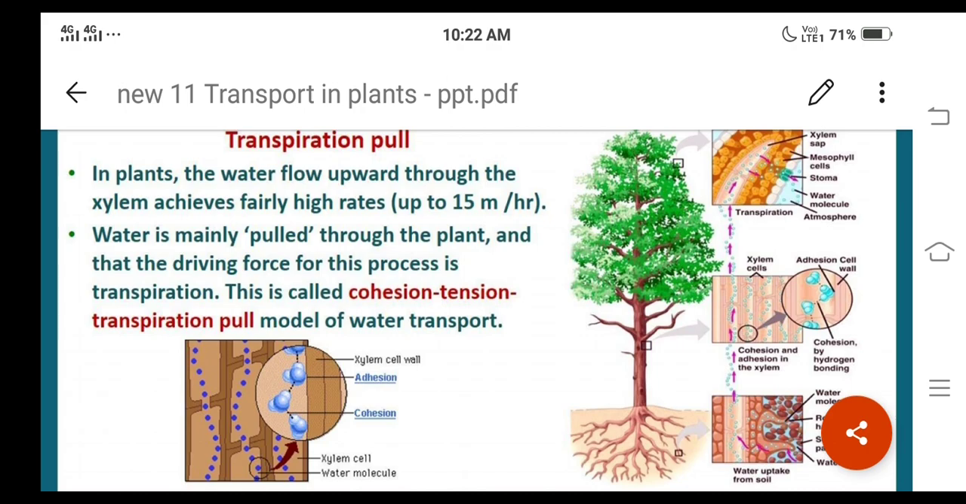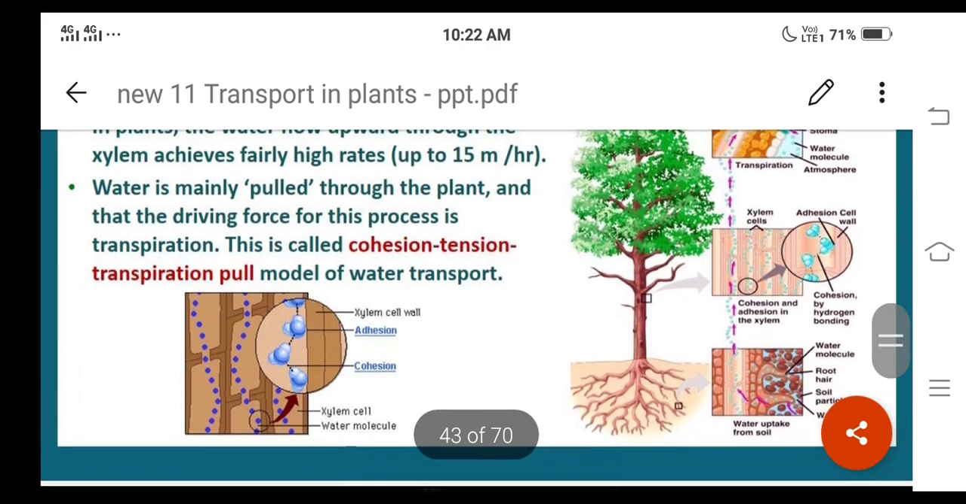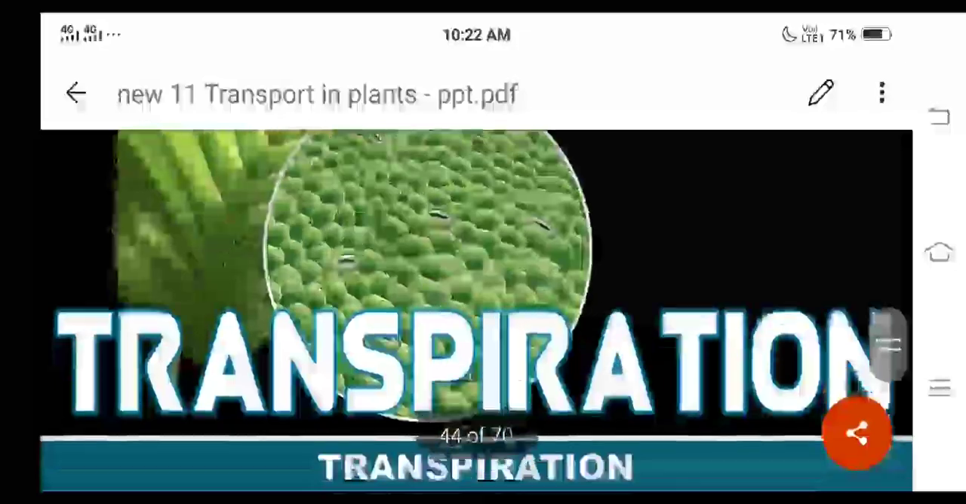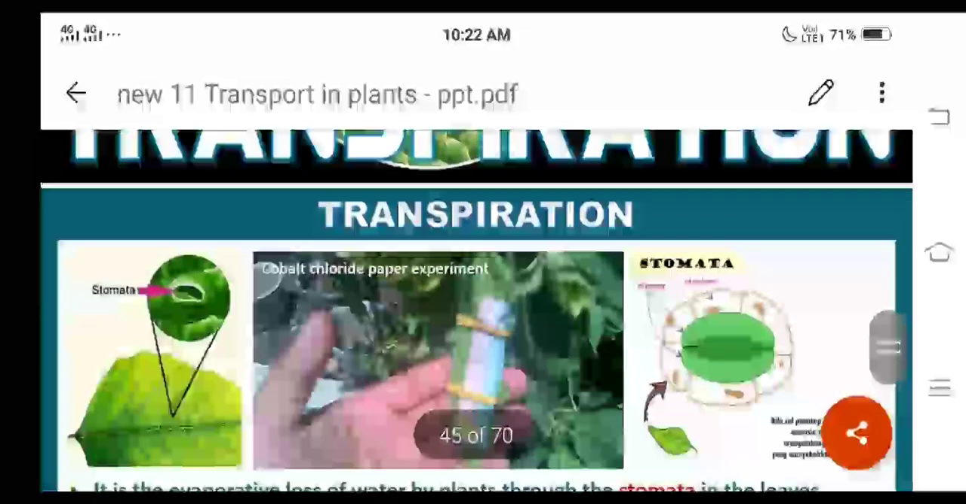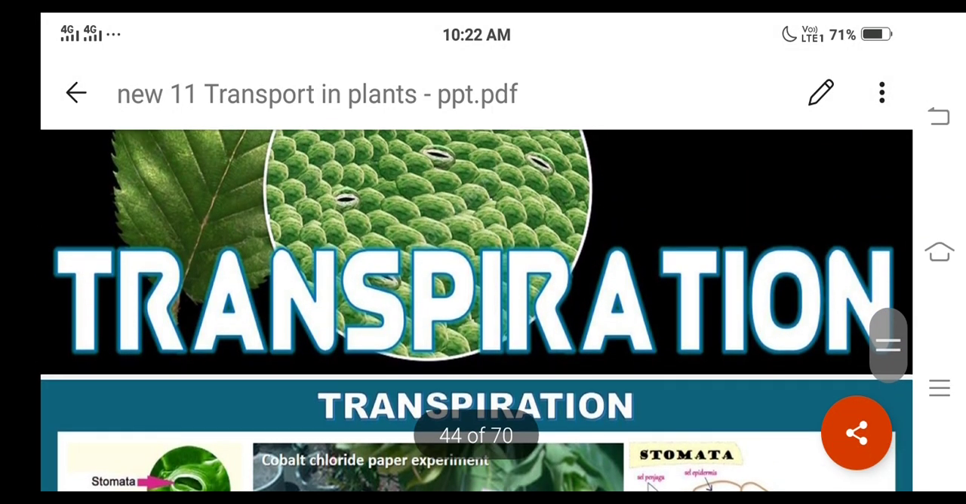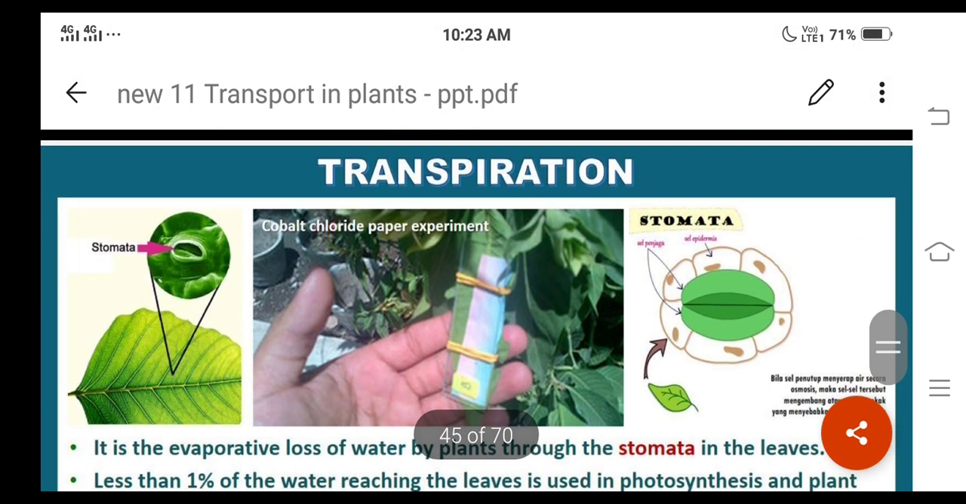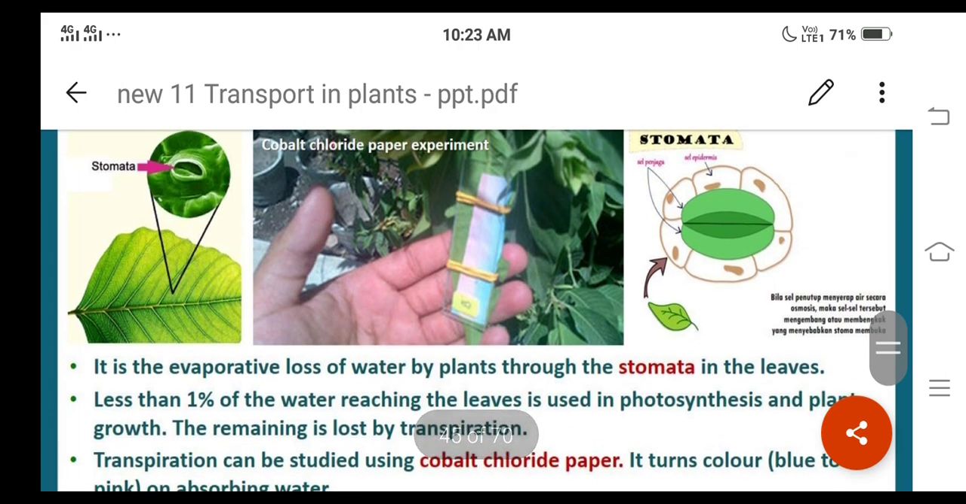Now let us understand transpiration. To understand the transpiration process, we are going to conduct a small experiment called the cobalt chloride experiment. Here in the cobalt chloride experiment, what we are going to do, already we have studied it.